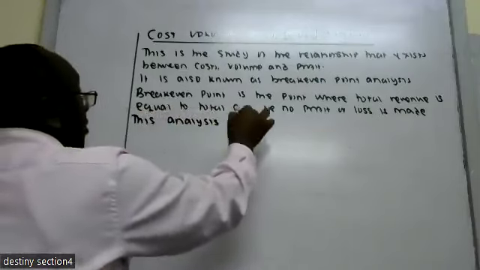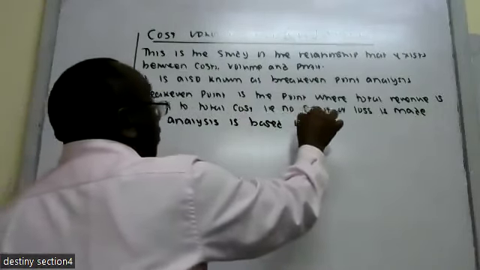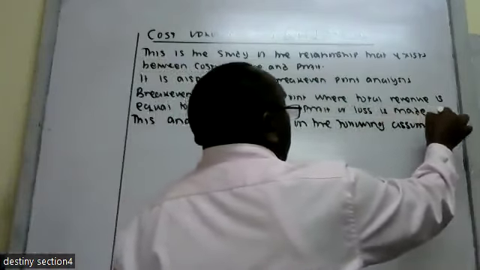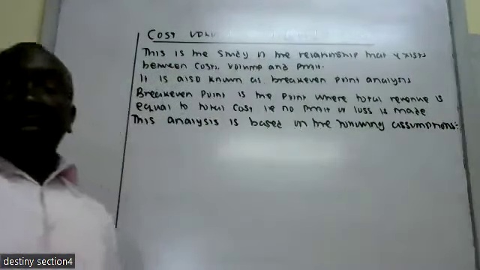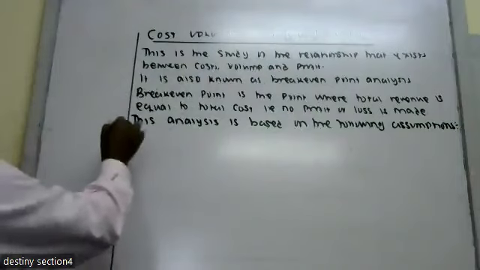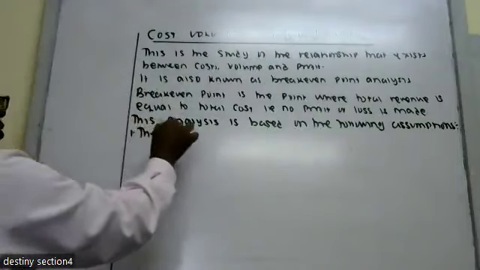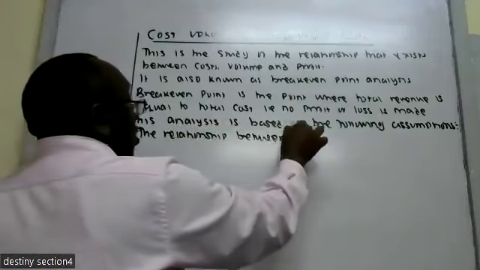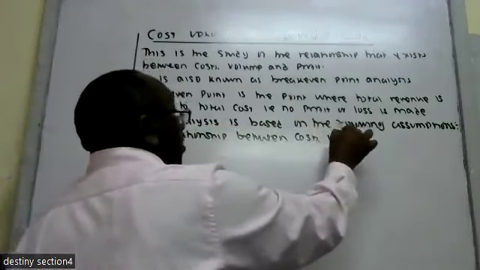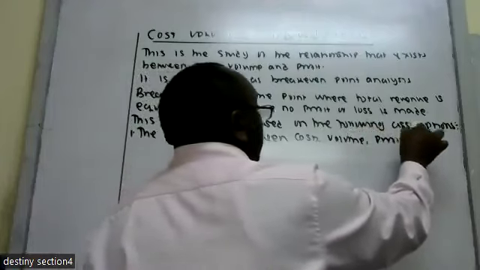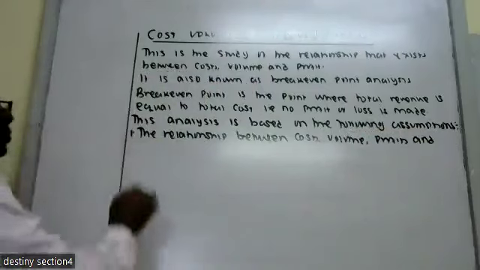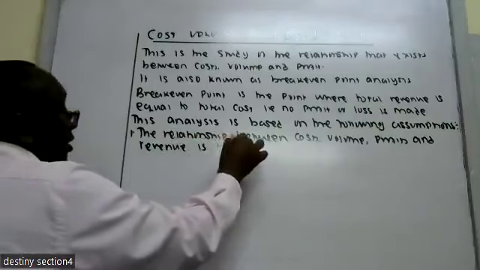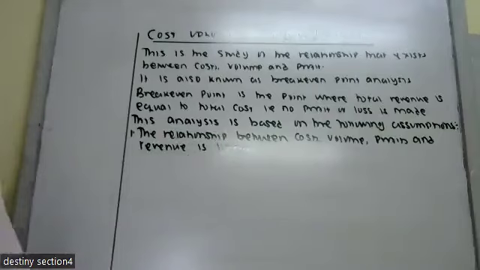This analysis is based on the following assumptions. One, the relationship between costs, volume, profits, and revenue is linear. That means they change in a direct proportion.